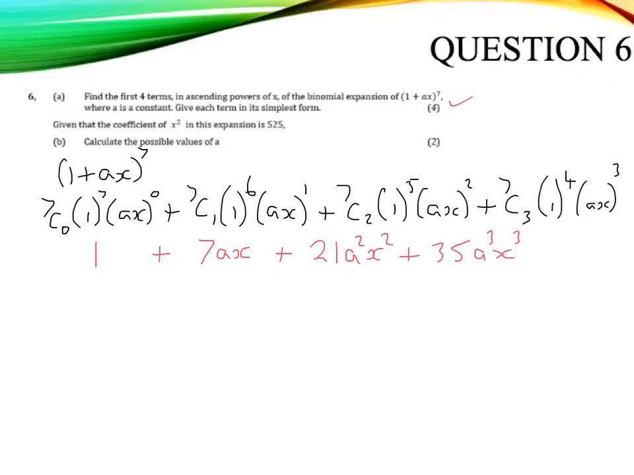Let's also look now at part B, calculate the possible values of a, and that's for the x squared part. So what we know is 21a squared x squared is equal to 525. So we can work out what a is now, divide both sides by 21, so a squared is 25, square root both sides, a is plus or minus 5. Again, second part done. Not too many difficulties there at all. Okay, let's look at the next part then.